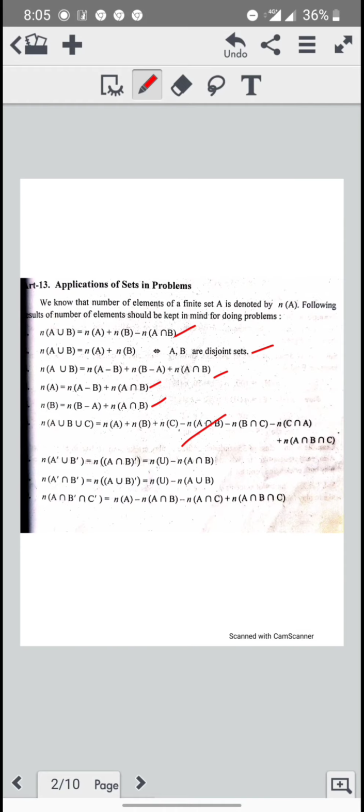Next is n(A union B union C) is equal to n(A) plus n(B) plus n(C) minus n(A intersection B) minus n(B intersection C) minus n(C intersection A) plus n(A intersection B intersection C).